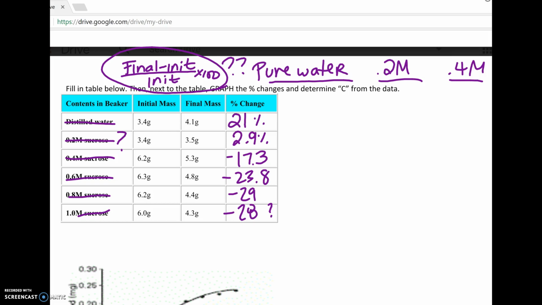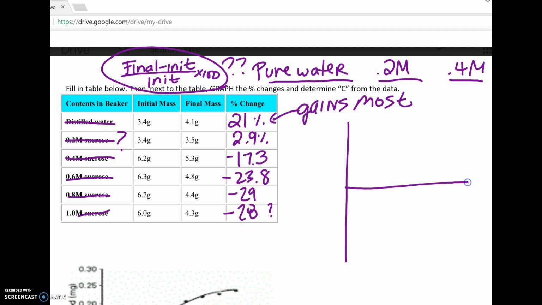It's vice versa. So pure water, and I'm going to show you this in a second, will always be the one that gains the most. And I'm going to show you on another slide why that is. If you had to graph it, which you don't have to do, but if you did it on the review, it would look like this.